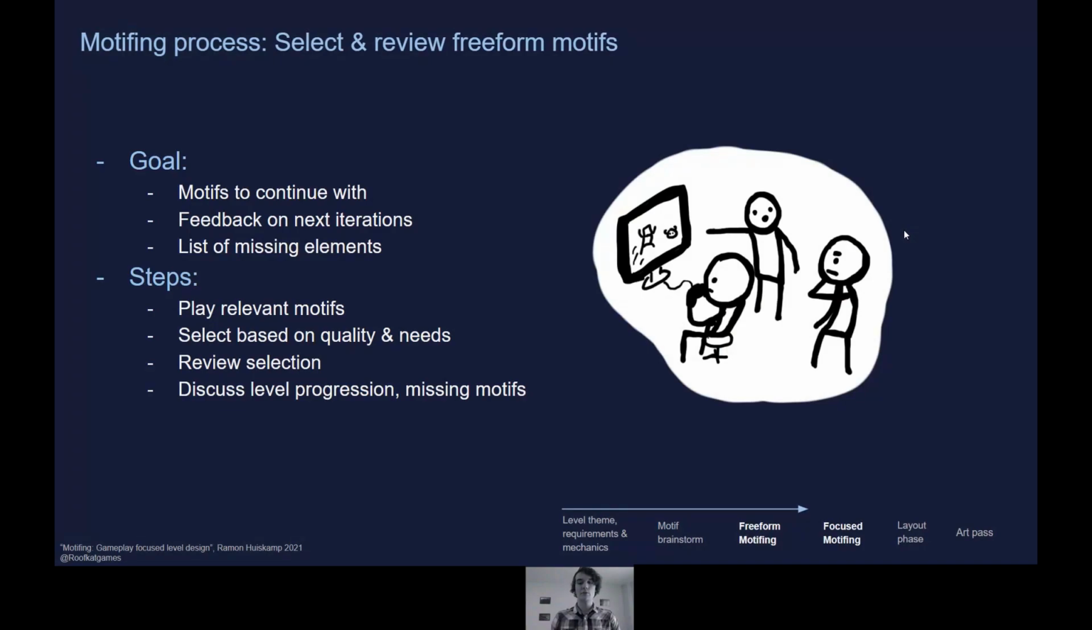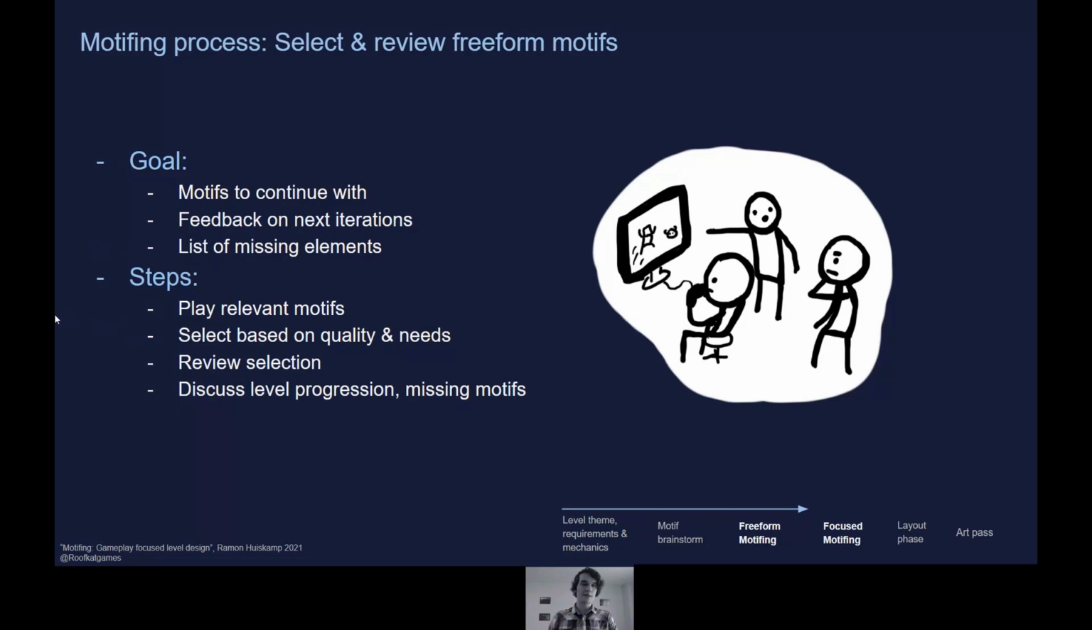All right, so now that we've made a bunch of motifs, we're going to go select and review them. Now, I've not made a specific stage for it because this is essentially just the end of freeform motifing, but it's quite important, and that's why I thought I would address this separately. So your goal here is to try and create a list of motifs to continue with. Obviously, you want to have feedback on those motifs to figure out how to make them work as best as possible. And you want to have a list of missing elements. So this could be missing gameplay or entire missing motifs.